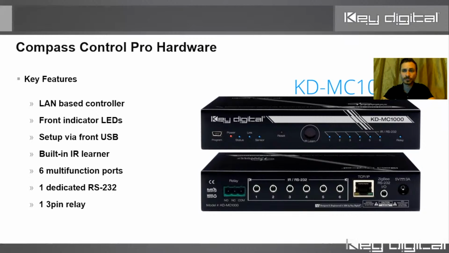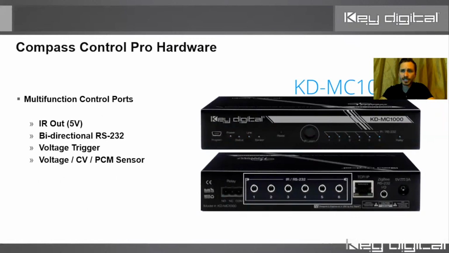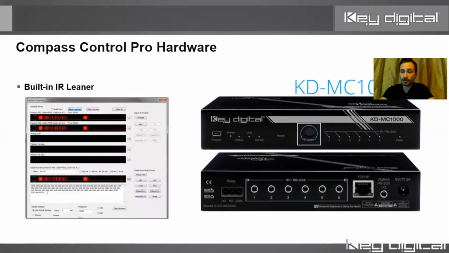So oftentimes you'll still have this in a system, even if you have built-in master controllers in the other hardware. So what does this do for you? Well, we have these 6 multifunction ports. They're 3.5 millimeter stereo, TRS, tip ring sleeve. They could be used as anything, and it's very easy to set them as whatever you want them to be. They're an IR device, they're bidirectional RS-232, they could be voltage triggers, or they could be sensors for voltage, composite video, or PCM digital audio. There's a built-in IR learner, as I mentioned, and we have a very good graphical tool for IR learning.